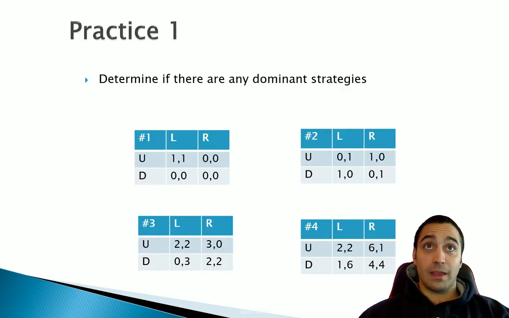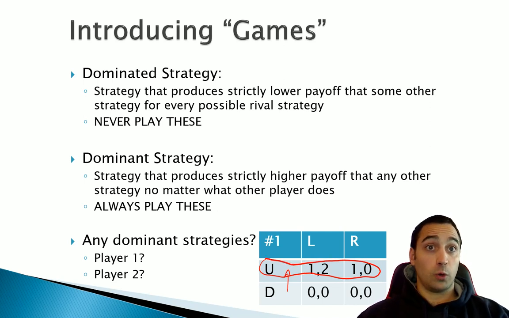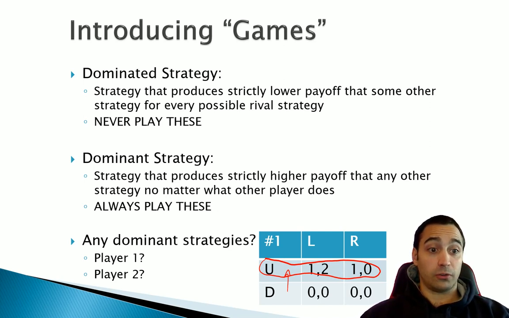The reason these are useful is it becomes clear what's going to happen in this game. Player 1, we know, should always play up no matter what. So this game simplifies: player 1 plays up. And note, we're going to assume that player 2 is pretty bright. Player 2 knows that player 1 is going to play up. Therefore, does it matter what player 2 does? Yes, they should choose left because 2 is greater than 0. That is how we'll solve games that have a dominant strategy.